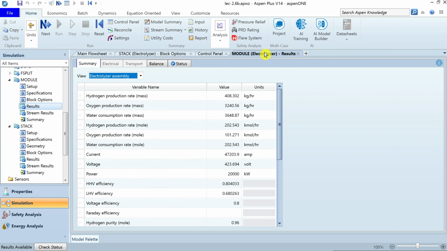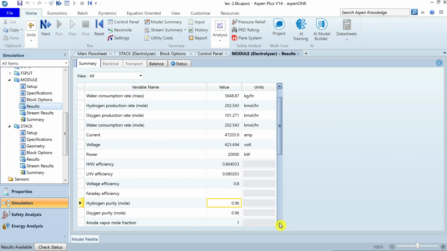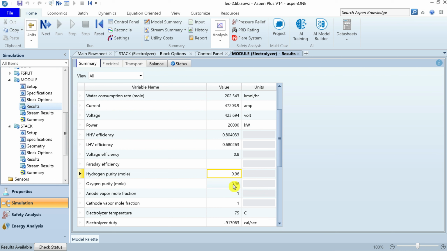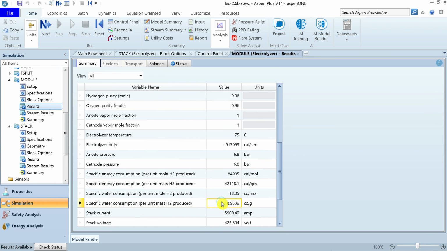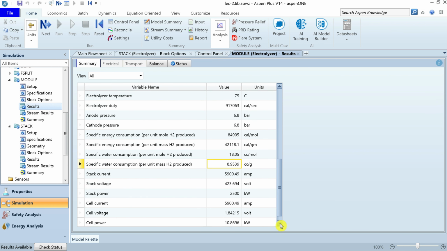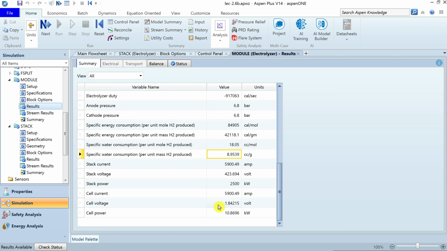So let's have a look at the results. All the results related to the module are provided. In this case, the purity of hydrogen and oxygen in the product stream is defined as 96%. For this case, the heat duty calculated, energy consumption as well as water consumption are also provided. Stack current, stack voltage and cell current and cell voltage along with the powers are also calculated. Let's have a look at the stream results.